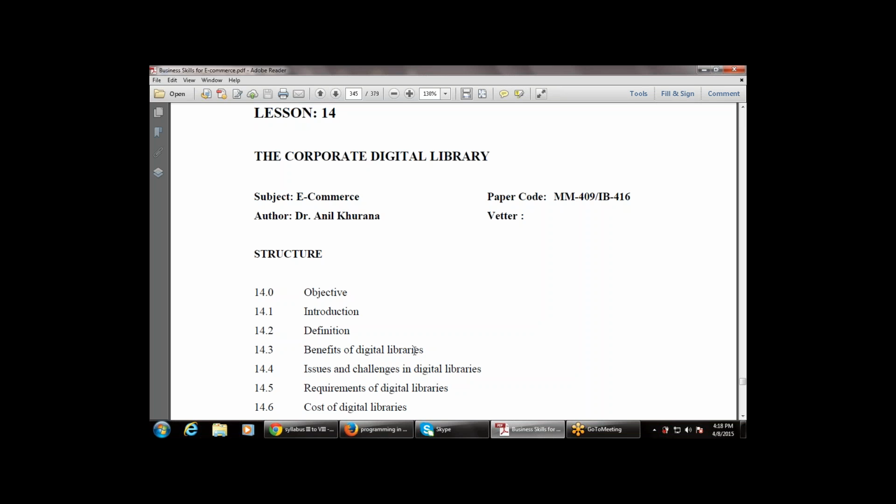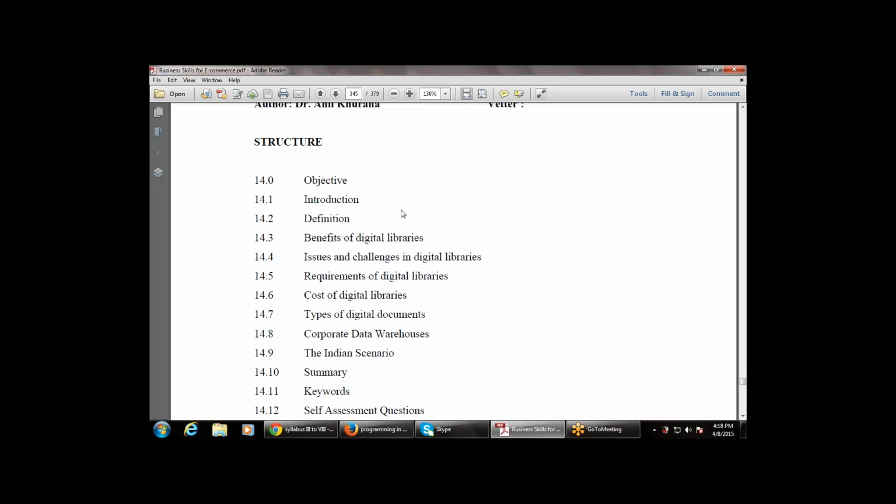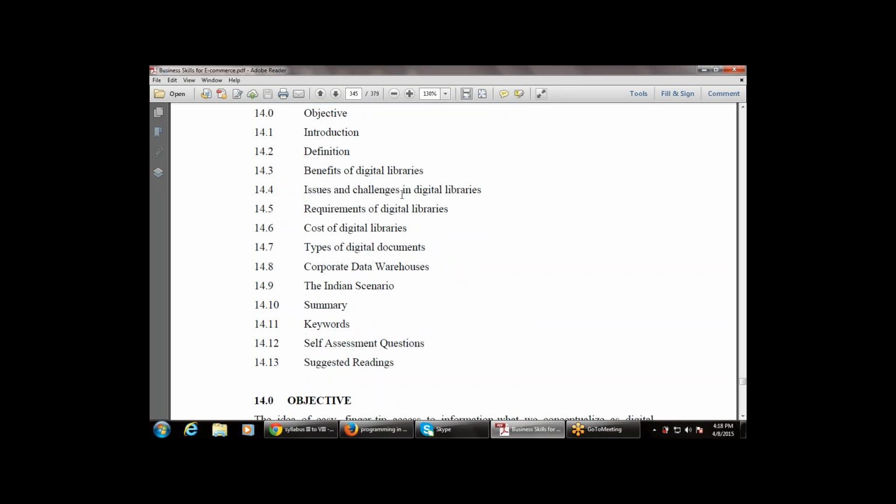Let's continue with the last class session, what we have covered in the last class, then move to today's topic. In the last class we discussed the meaning of corporate digital library and the contents of this chapter, the various topics: objective, introduction, definition, benefits, issues and challenges, requirements of digital libraries, cost of digital library, types, corporate data warehouse, Indian scenarios, summary, keywords, then self-assessment questions and suggested reading.